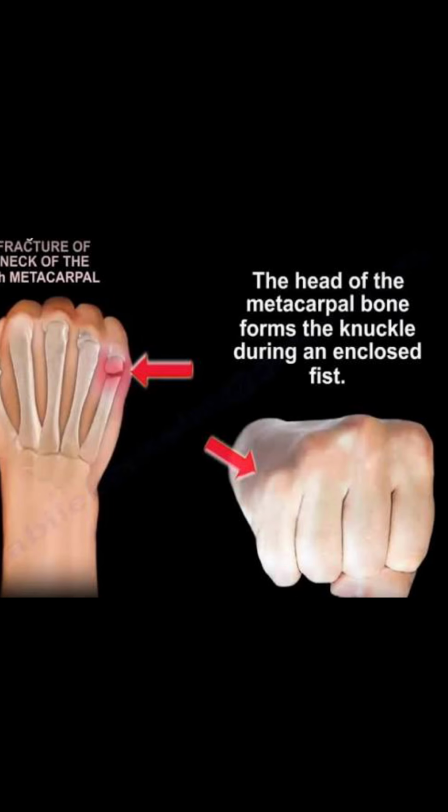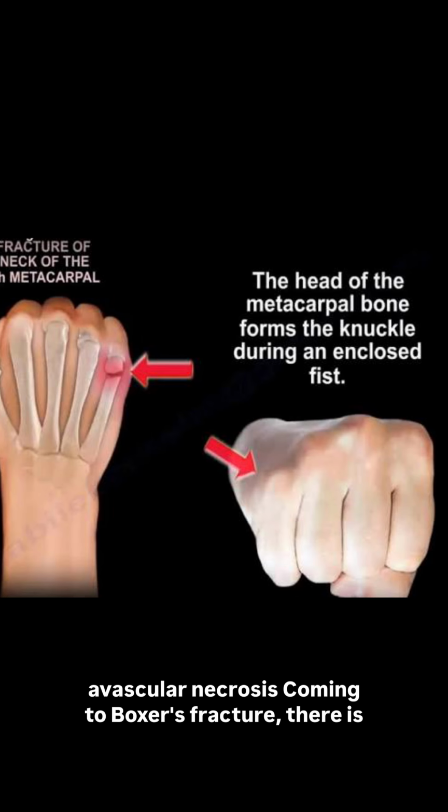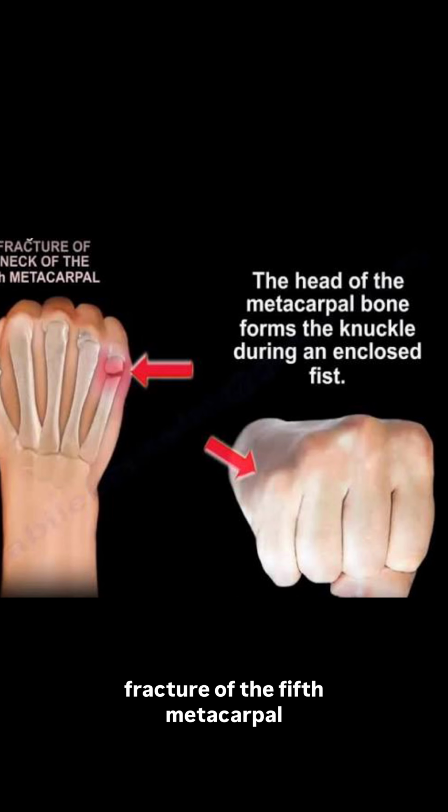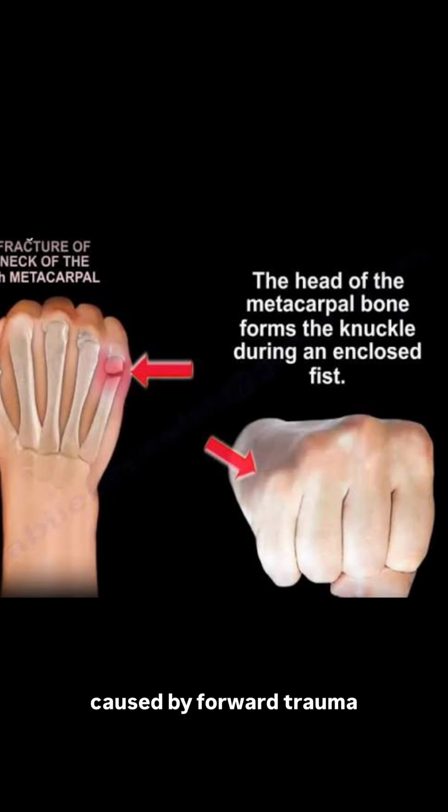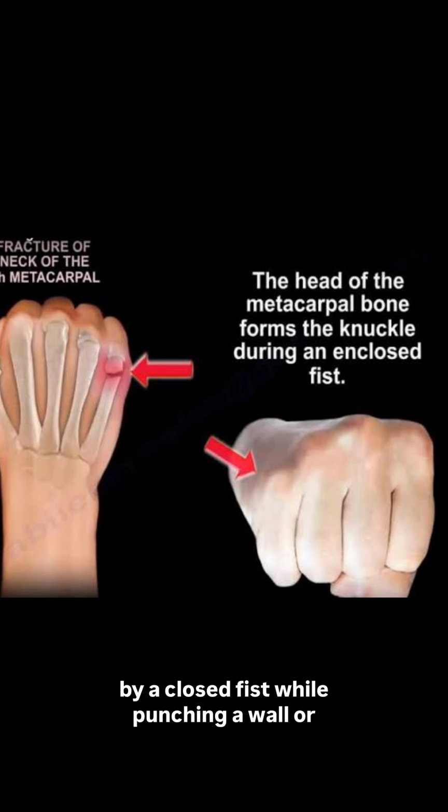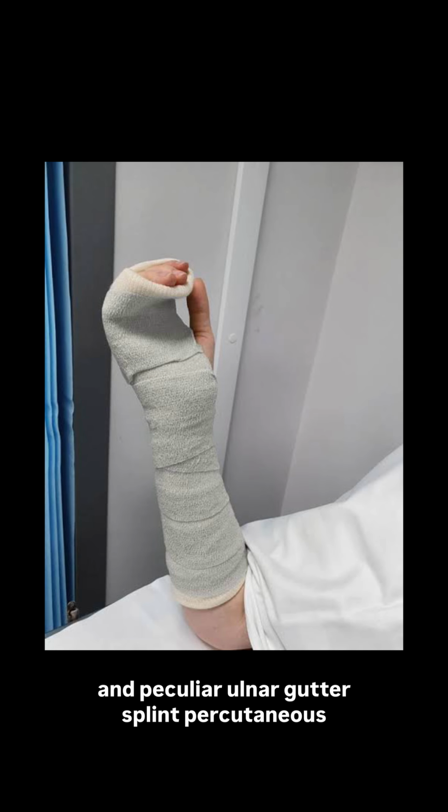Coming to boxer's fracture, there is fracture of the fifth metacarpal neck caused by forward trauma by a closed fist while punching a wall or punching a person. Treatment would be closed reduction and ulnar gutter splint, percutaneous pinning if the fracture is excessively angulated.